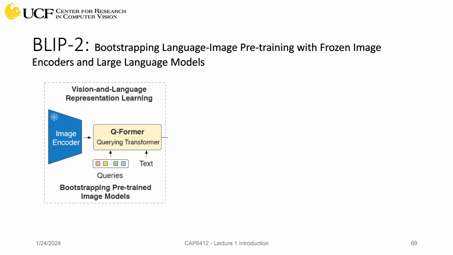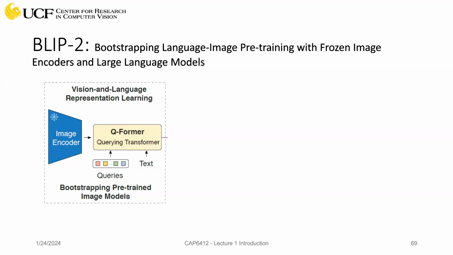What they are doing here is learning the queries. Queries are just vectors, initialized randomly, but the queries will extract the useful information from images, which will go to the language model. The way these will be learned is called the Q-Former.